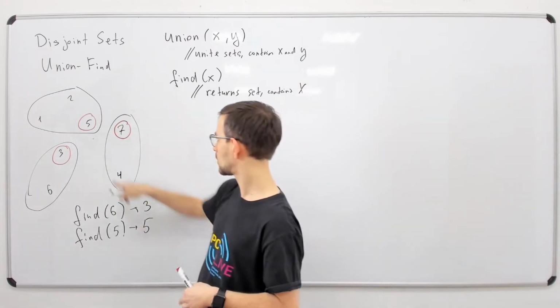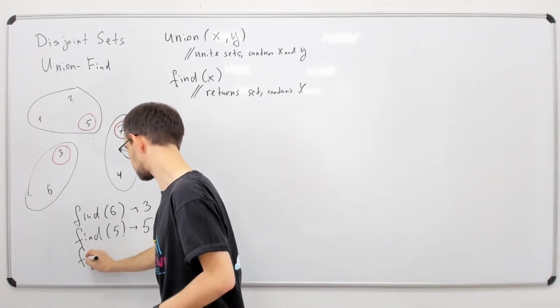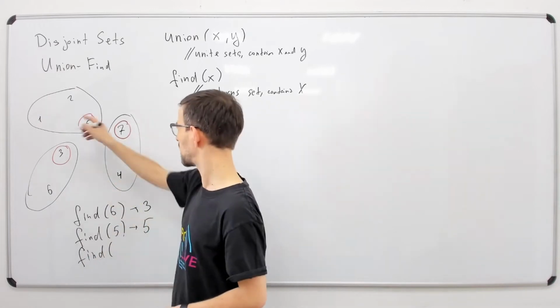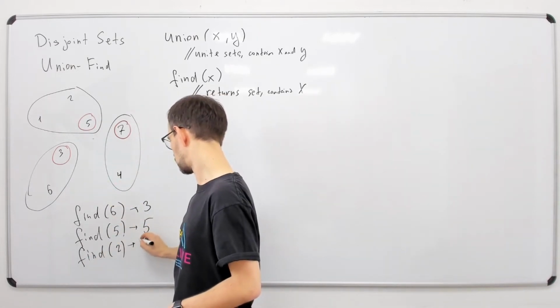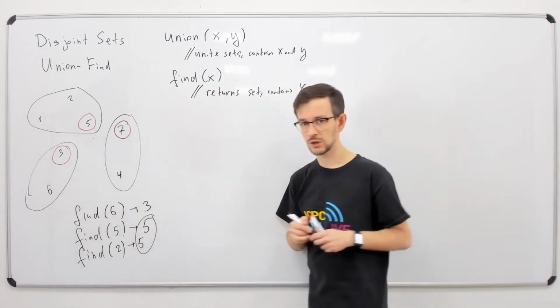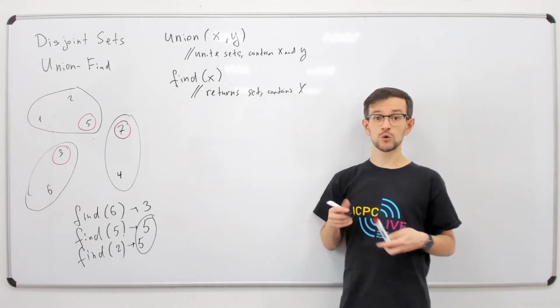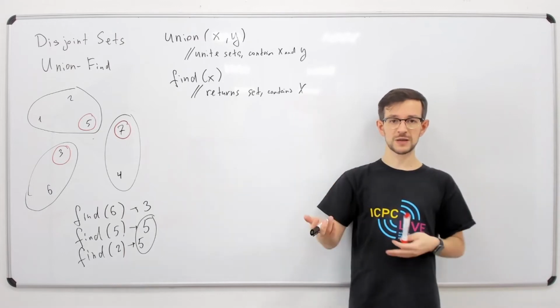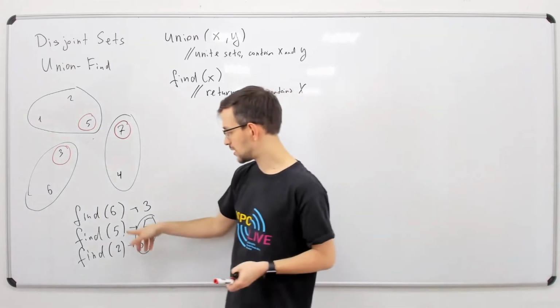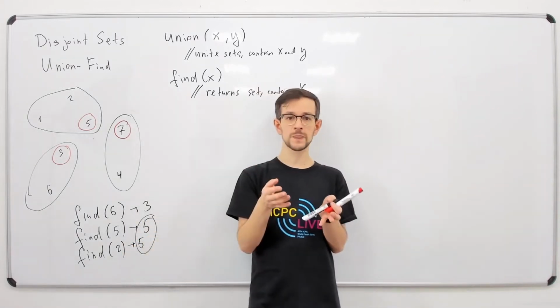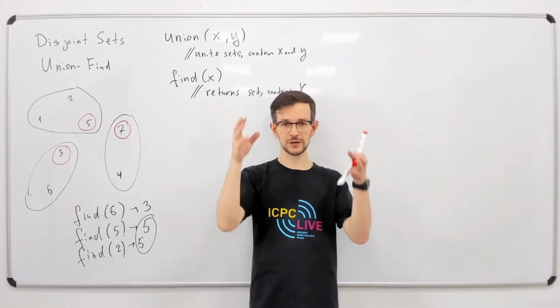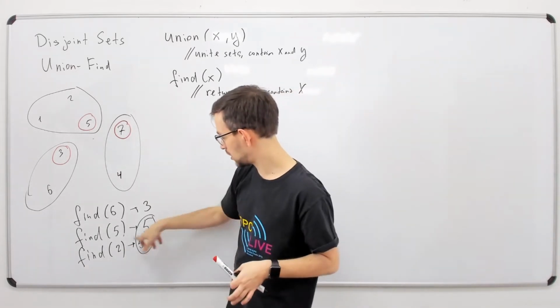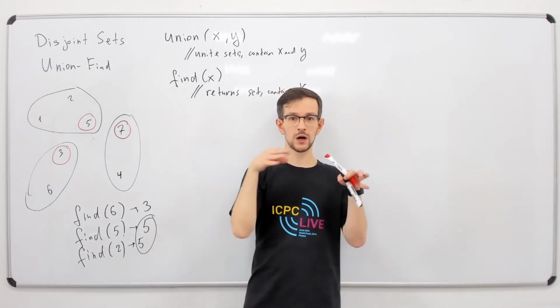So if you call find from element 2, it will return the same element 5. This is how you can understand that two elements belong to the same set. If you want to check whether two elements belong to the same set, you call find on both these elements and check that find returns the same representative element.